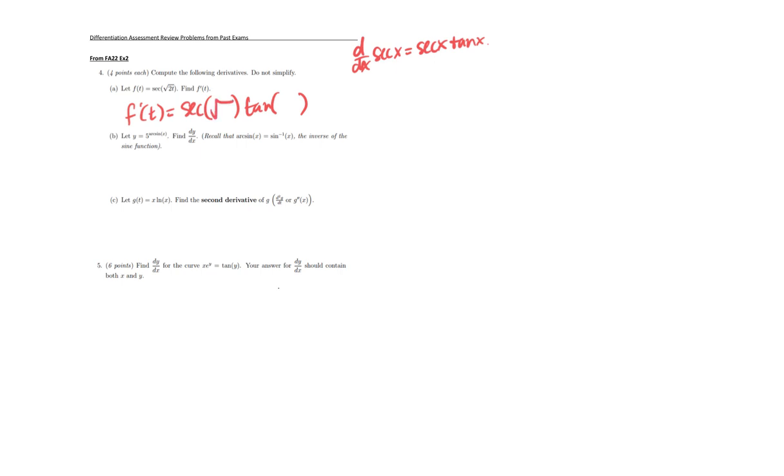So square root of 2t and then square root of 2t times, now I want to do the derivative of the inside function. Well, square root of 2t is equal to 2t to the 1/2. So I can use chain rule again, and I can say that's 1/2 of 2t to the negative 1/2, and then times the derivative of the inside is just 2. So I can leave it like that. So that one was like a double chain rule.